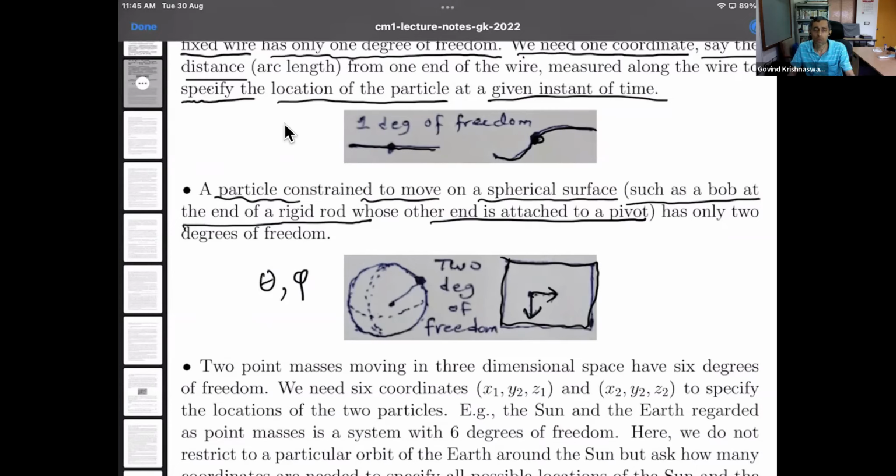Now, to specify those possible initial locations, I need to specify the latitude of the particle and the longitude. If I specify these two, then I know where the particle is. Maybe there are some exceptions, like the North Pole, but by and large, I need 2 coordinates to specify them. And in that manner, I determine that the system has 2 degrees of freedom. Is that okay? Okay, but if it was an ellipsoid, then it would be 3.